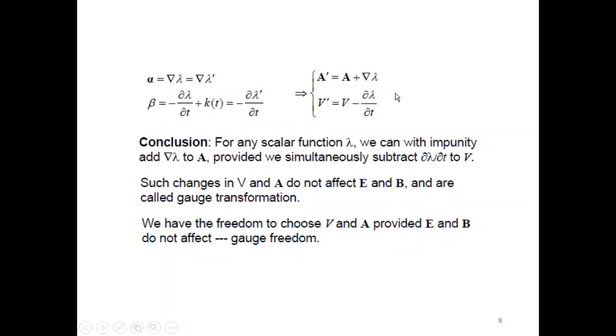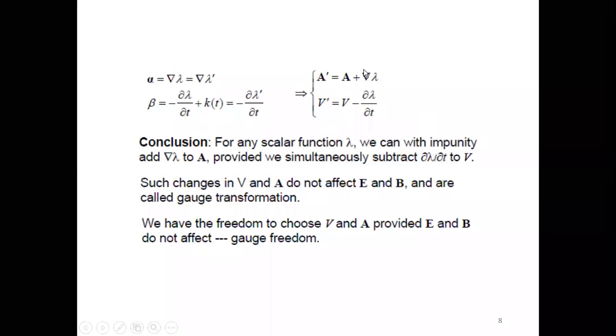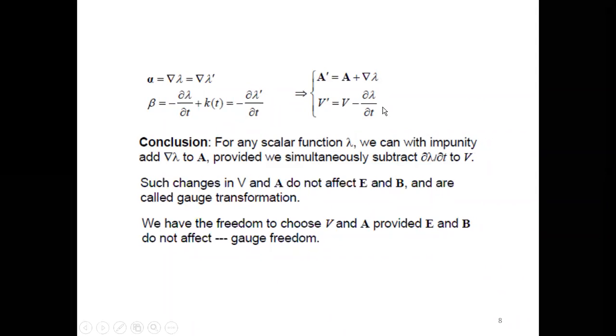These are the two parameters, and they show the little change in the potential, which is called the gauge transformation. So the conclusion is that for any scalar function lambda, we can with impunity add the grad lambda term to A, and simultaneously we subtract dou lambda over dou t from V, such that there will not be any change, and they will not affect the electric and magnetic fields.